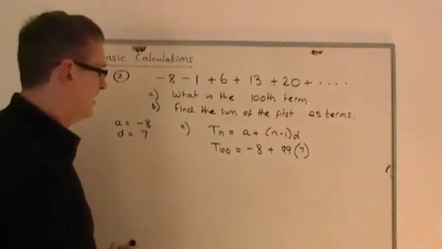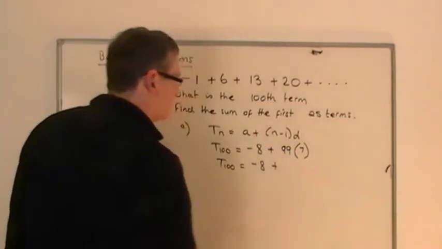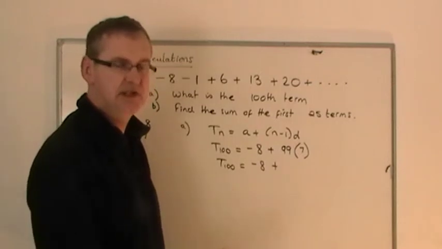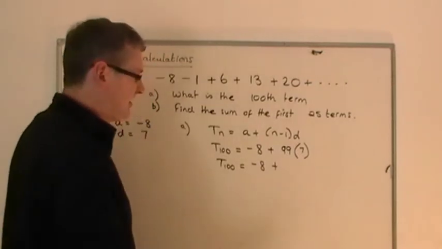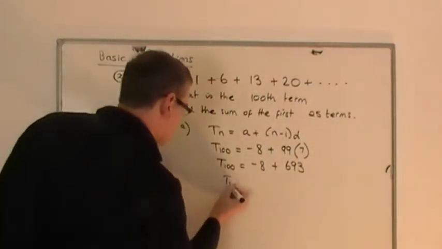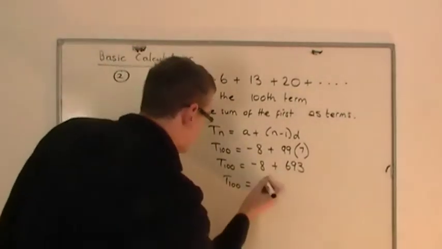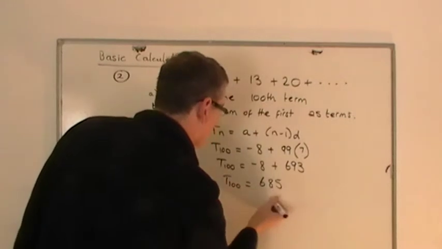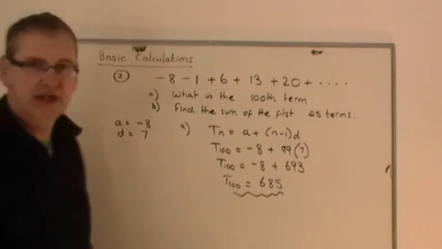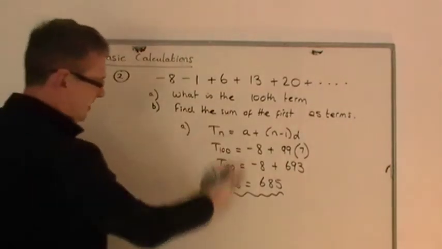So the 100th term, T100, is equal to minus 8 plus, well 7 times 100 is 700, so 99 times 7 instead of 100 times 7 is just 7 less than 700, 693. So T100, the 100th term, will be 693, take away 8, so that's 685. That's the value of the 100th term. Okay, as simple as that. Fine. Get rid of this. Give you a chance to make a note of that.